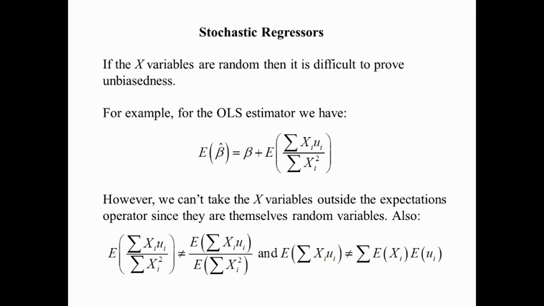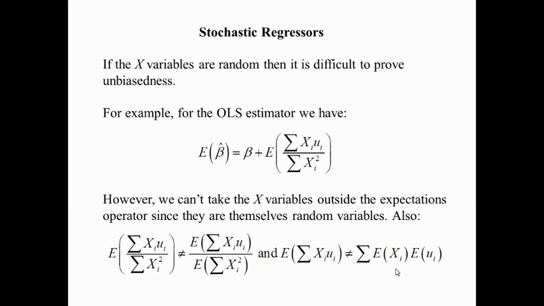If the x variables are stochastic, then it's very difficult, if not impossible, to form expectations of the OLS estimator. We've already derived this expression here, the expected value of beta hat. And the problem we have is that when we try to take the expectation of this ratio of numbers, the expectation of the ratio of two random numbers is not equal to the ratio of their expectations. And similarly, when we want to take the expectation of the product of random variables, for example the expected value of the sum of xu, where both x and u are random, then that's not equal to the product of their expectations.